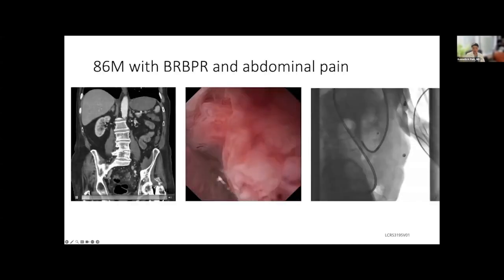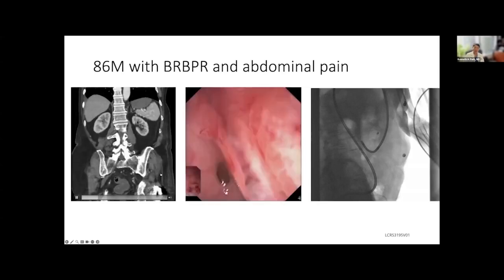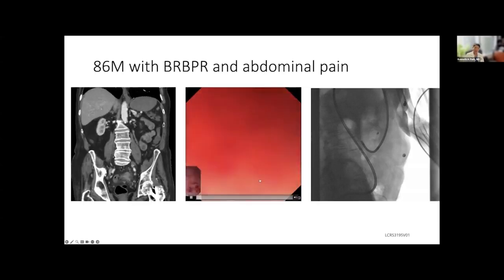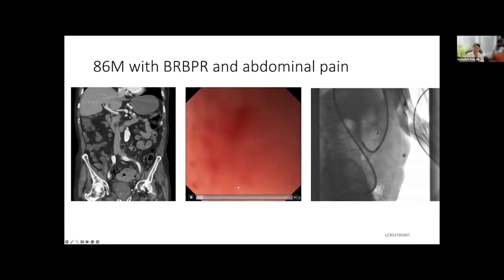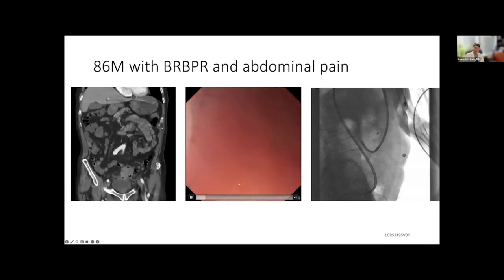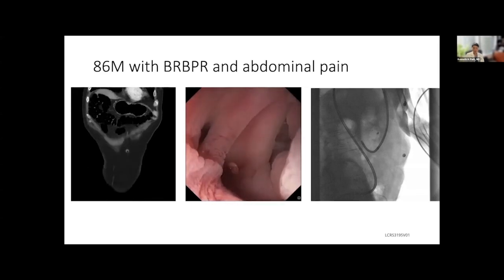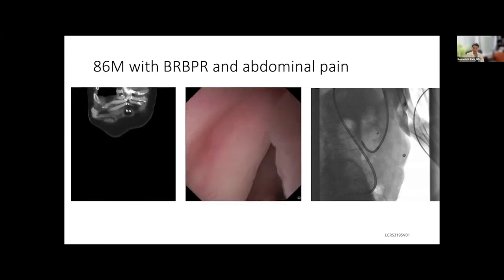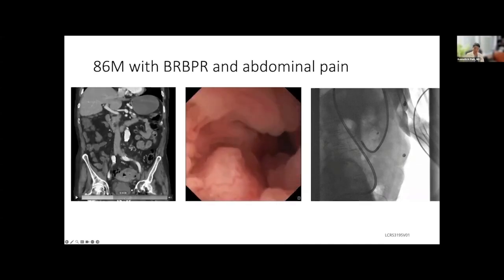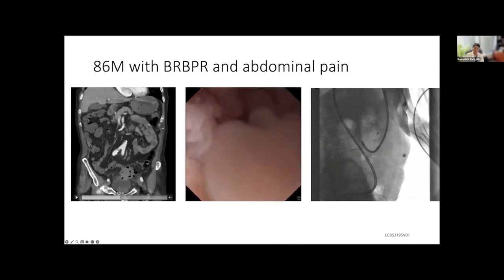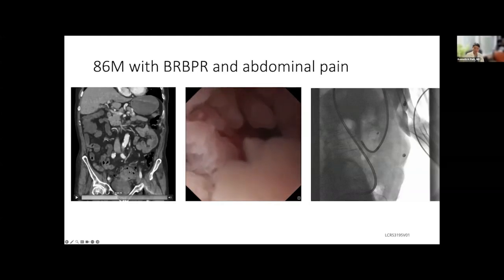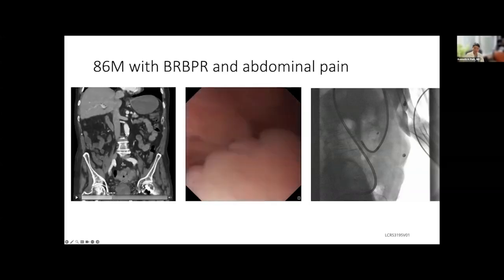So we'll just go over some cases here with the colon. This gentleman, 86 years old, presented with some bleeding and abdominal pain. Interestingly, at home, he had already stopped eating. So he was on a liquid diet for a very long time before coming in, but finally went ahead and got a scan and a colonoscopy done that showed a large mass in the sigmoid colon. You can see it right there. And then this is what it looks like from the inside.